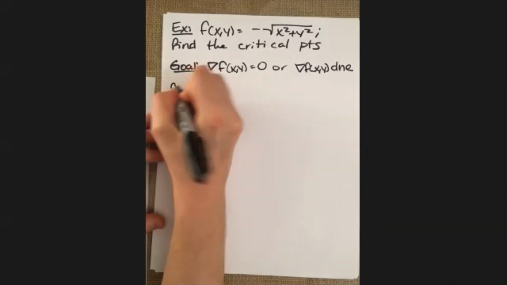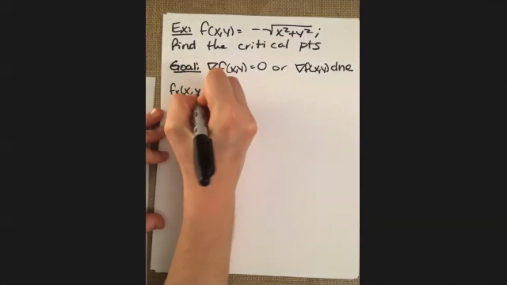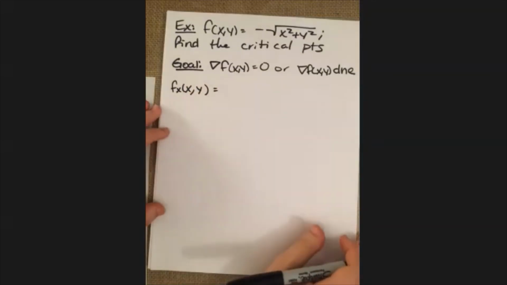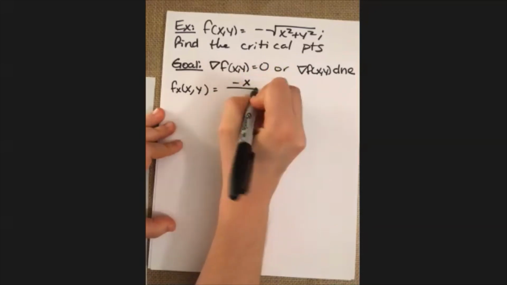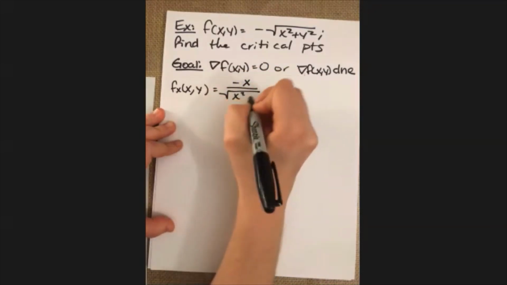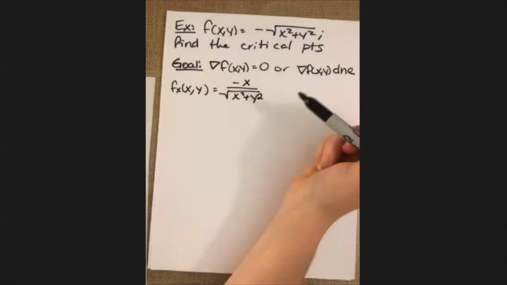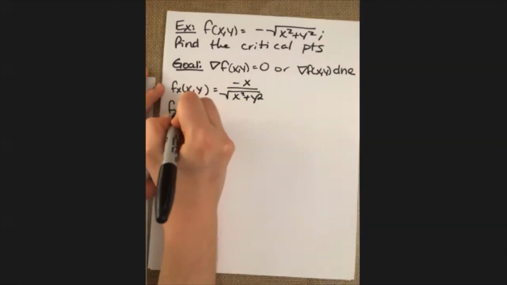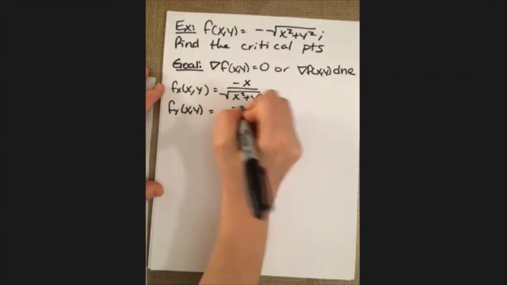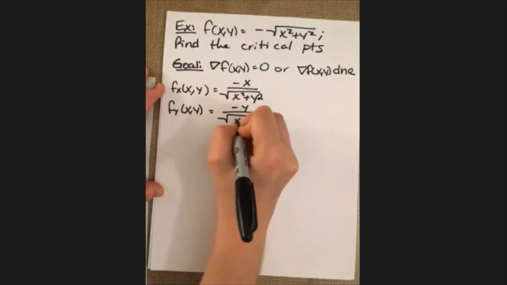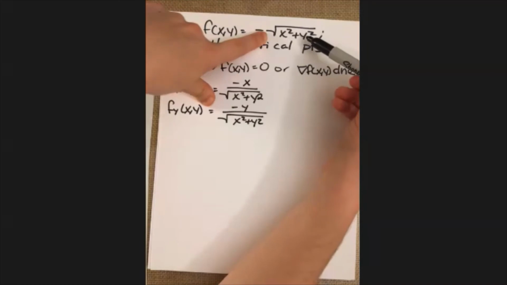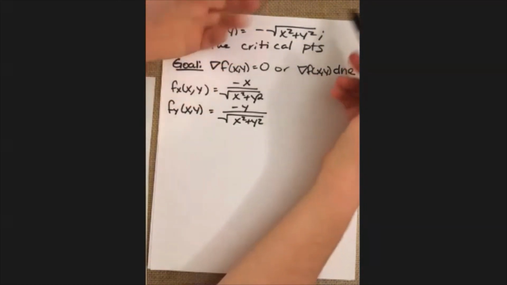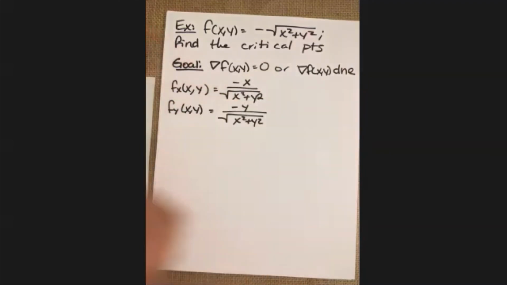So I'm going to take the partial with respect to x. And this is going to be equal to negative x over the square root of x squared plus y squared. And the partial with respect to y is going to be equal to negative y over the square root of x squared plus y squared. This just follows from applying the chain rule to this right here. And since this is raised to the 1/2, when you subtract 1 off when you take the derivative, it winds up being in the bottom of the fraction. Okay.